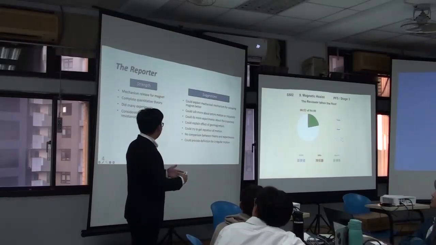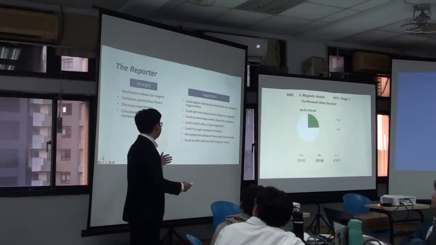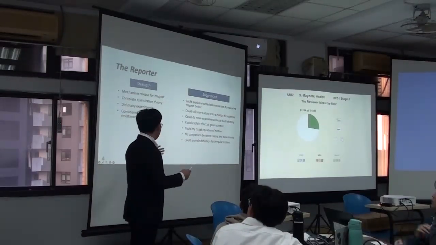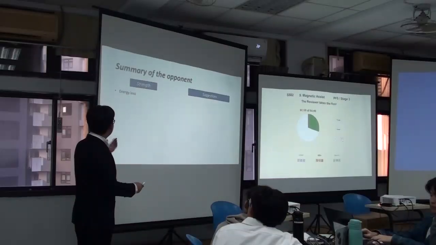And they could talk more about the entire motion of a trajectory, and could do more experiments about the trajectory, and could explain the effect of the geomagnetism more, and could try to get the equation of motion. There is no comparison between the theory and the experiments, and they could provide a definition of the irregular. And that is the summary of the opponent.